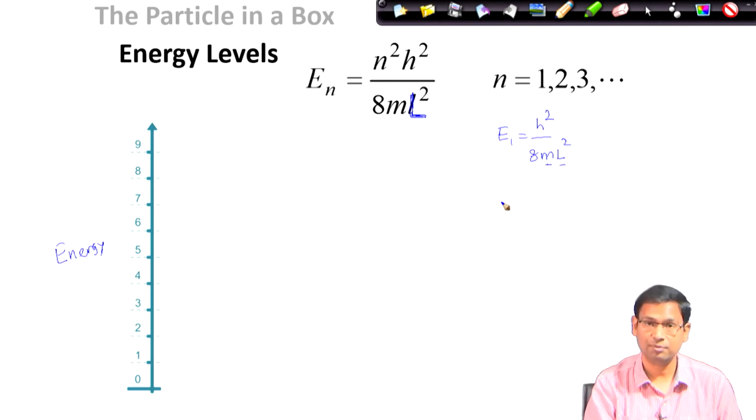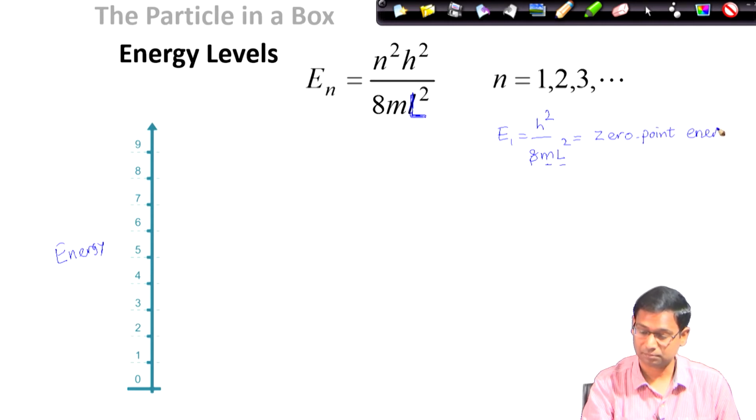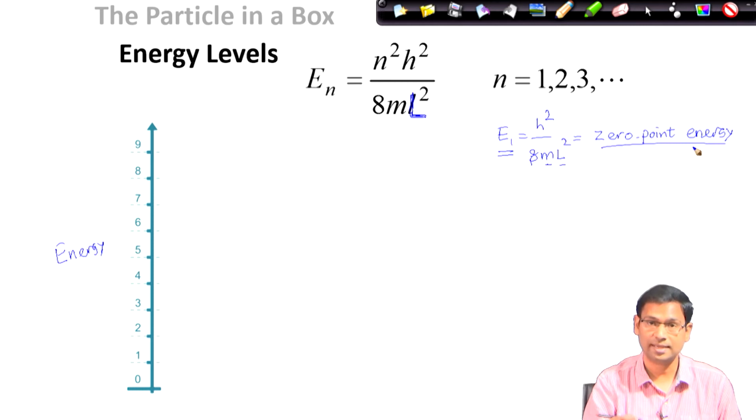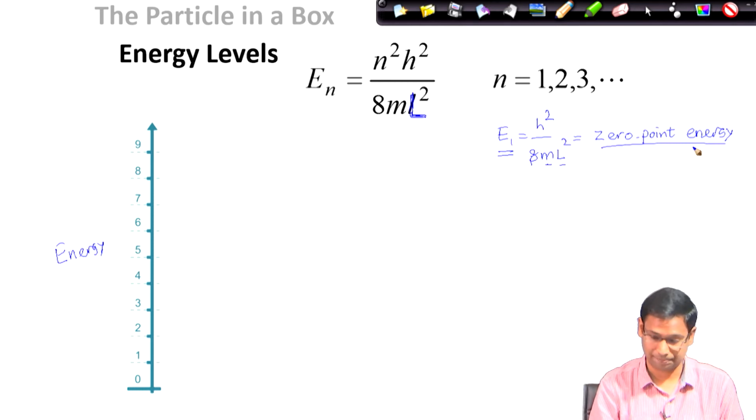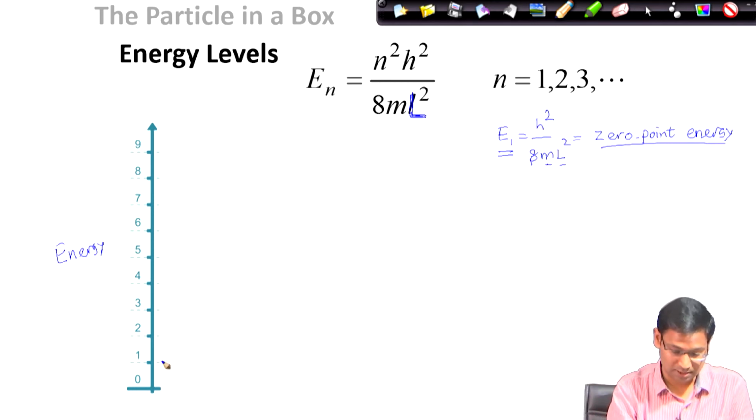So, if you see for a given problem, when I know what is the mass of the particle and what is the dimension of the box, this entire quantity is a constant, and this value is called zero point energy. So, this is the minimum energy that the particle in a box can have. So, this energy E 1, that is called zero point energy, is the lowest energy that is allowed. So, in this case I call this n equals 1, this is my E 1.